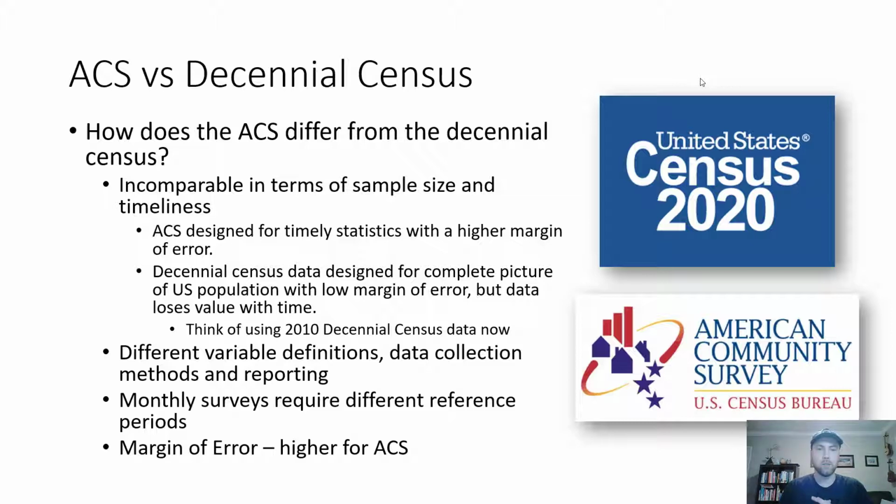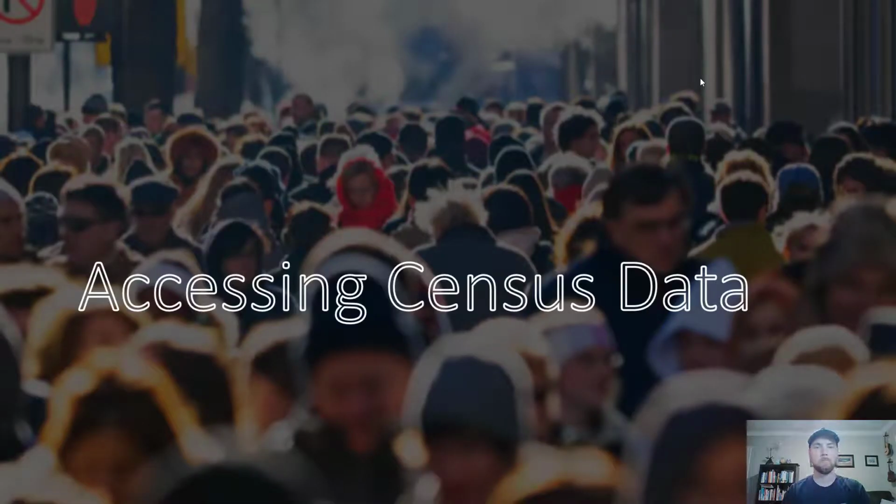Different variable definitions, data collection methods, and reporting. As I said, 1 in 6 people versus 100%. Monthly surveys require different reference periods, and as I mentioned, there's a higher margin of error with the ACS versus the decennial census. So how do we access census data?